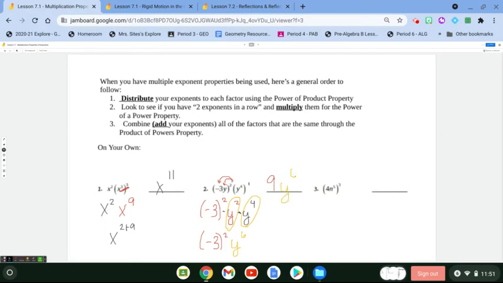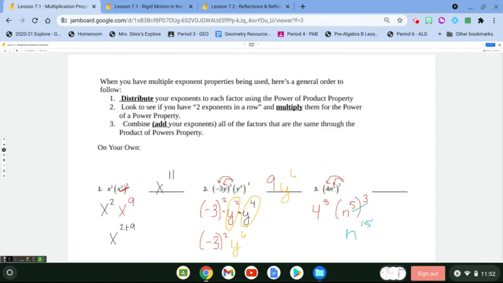Okay, let's try number 3. Number 3, looks like I'm distributing a power of 3 to both the factor of 4 and the factor of n to the 5th. So I'm going to write that as 4 to the 3rd, and then I'm going to write this as n to the 5th raised to the 3rd. Okay, next thing I'm moving on to is, do I see 2 exponents in a row? I do. I see I have n to the 5th raised to the 3rd, so that means I'm going to be multiplying those factors together. So I'm going to get n to the 15th.